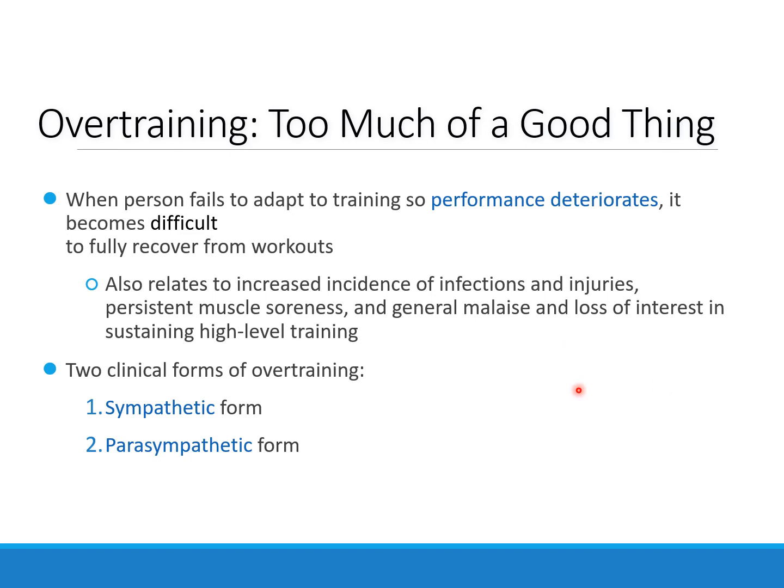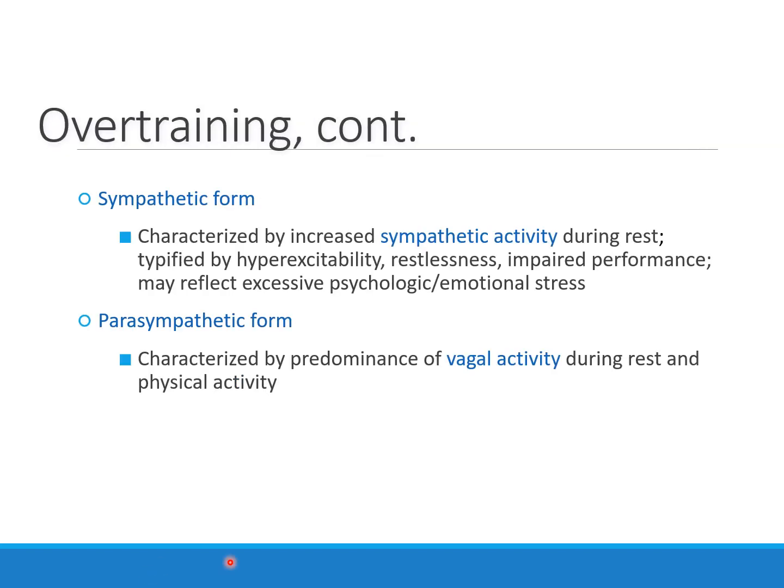So there's two clinical forms of overtraining. There's a sympathetic form and a parasympathetic form. The sympathetic form, as you might expect, is an increase in sympathetic activity during rest. Usually what we see is hyperexcitability, restlessness, impaired performance, and potential excessive psychological and emotional stress of that athlete or that person. With the parasympathetic form, we usually see a predominance of vagal activity, or this parasympathetic activity, during rest and physical activity. So remember that the vagus nerve comes from our cranial nerves, and it is one of the drivers of the parasympathetic system.